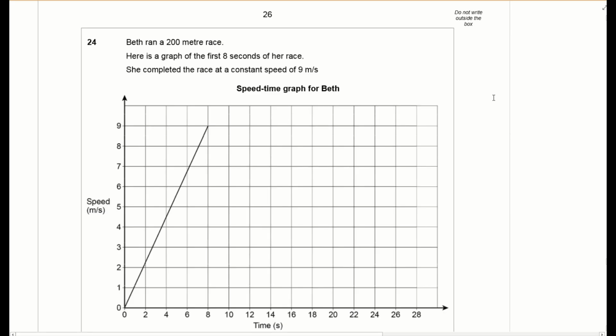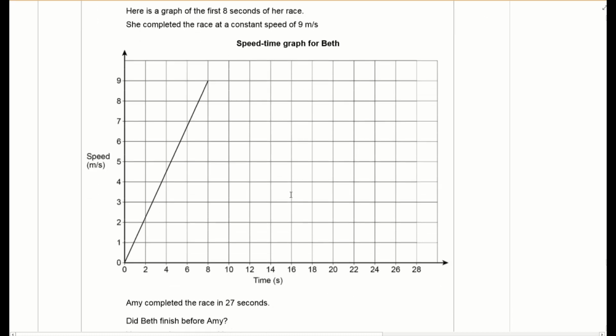Question 24. Beth ran a 200-metre race. Here is a graph of the first 8 seconds of her race. She completed the race at a constant speed of 9 metres per second. So we have a speed time graph for Beth. The speed is measured in metres per second and the time in seconds. Now always remember with the speed time graph that the area underneath the graph, the line or the curve, will be the distance travelled, and the gradient, although not relevant to this part of the question, is equal to acceleration.